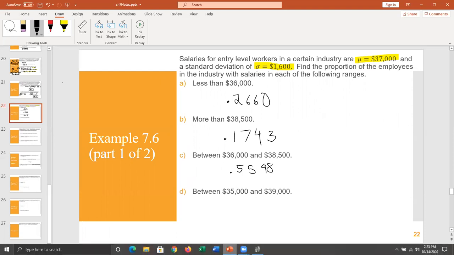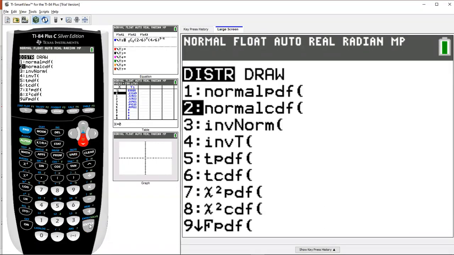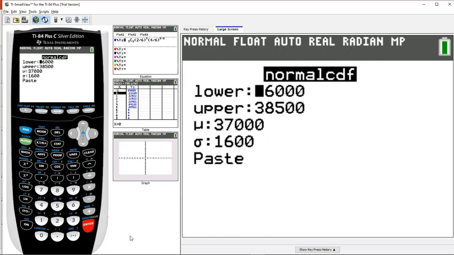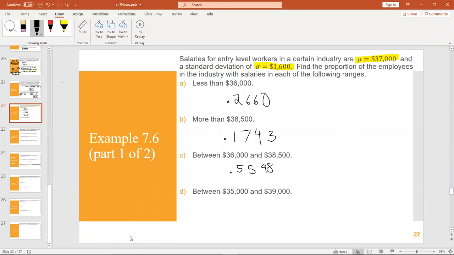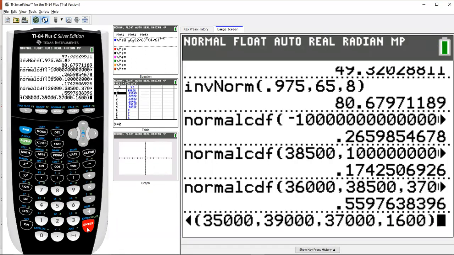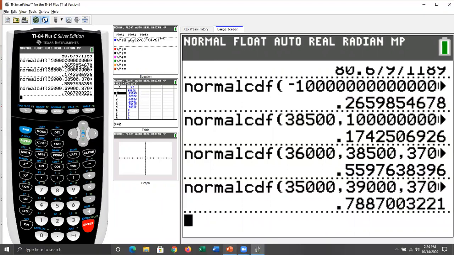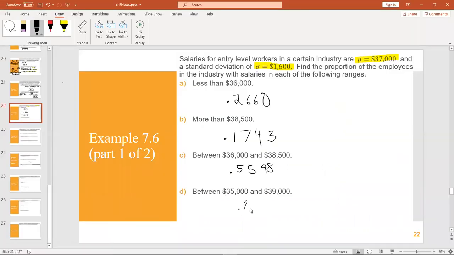Between 35 and 39. So you go second vars again, pick your normal CDF. What were the numbers? 35 to 39. So 35,000 as the low end, as high as 39,000. Same mean, same standard deviation. That's 0.7887. All right, so that's what this is.